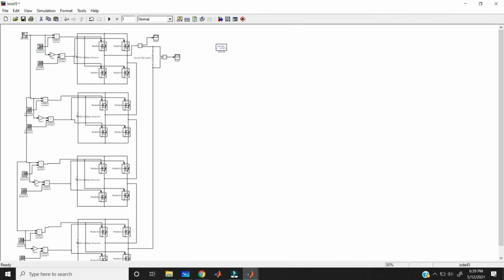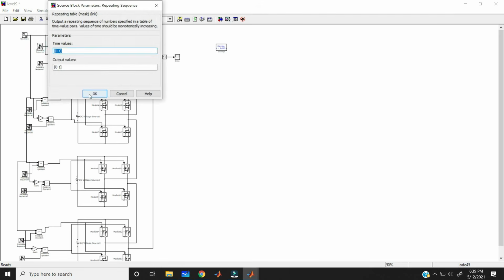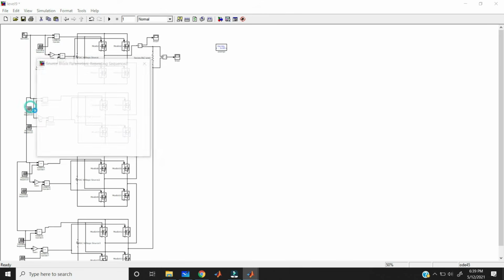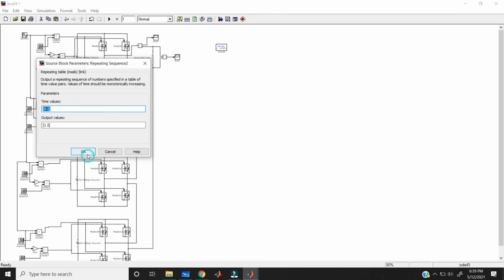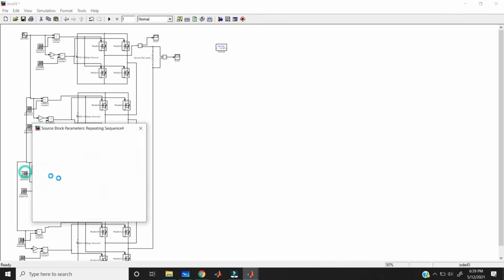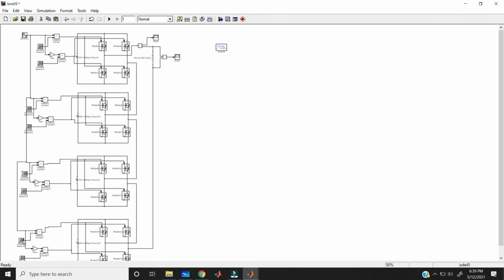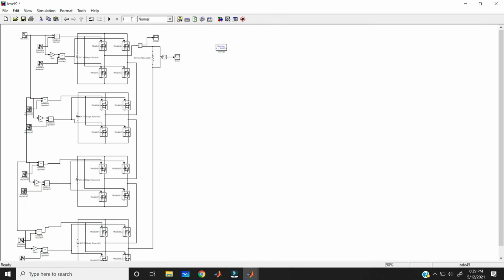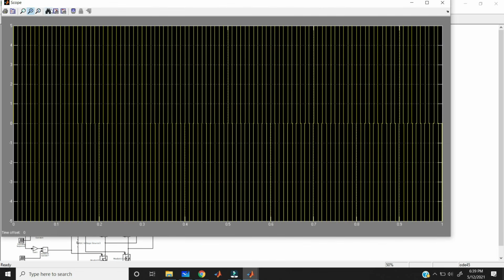Okay, here for the first bit always take 0 to 1. For the second bit always take 1 to 2 output value. Time value does not change. For the third one you can take 2 to 3. For the fourth bit you can take 3 to 4. That's it. So now you can run the circuit and you will be able to see the output by clicking the scope.